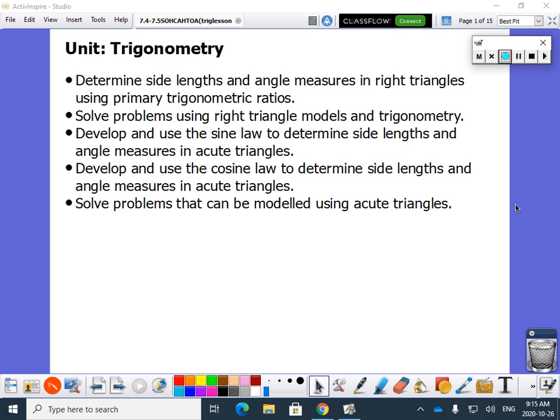Okay? So I will underline that. You can underline sine law, cosine law. Okay?